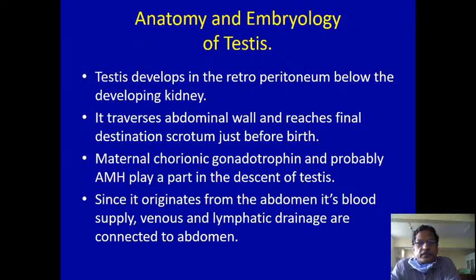Testis develops in the retroperitoneum at the level of 10th thoracic vertebra, just below the developing kidney. It first appears in the latter half of the second month of fetal life. That is around the 7th week of gestation.